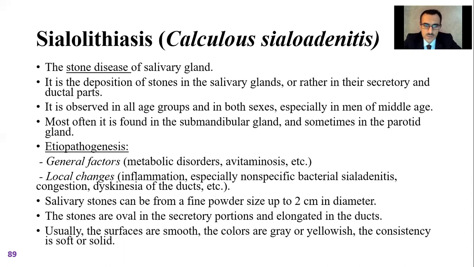The salivary stones can range from a fine powder size up to 2 centimeters in diameter. The stones are oval in the secretory portion and elongated in the ducts. Usually, the surfaces are smooth. The colors are gray or yellowish. The consistency is soft or solid.